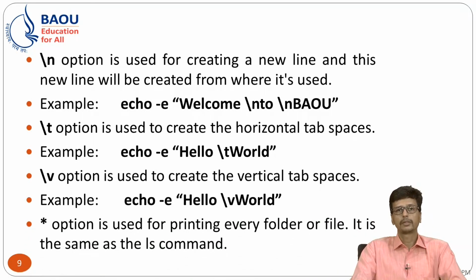Next option is the asterisk or star. As we have discussed, suppose you want to list the directories or files available in the current directory, you use the ls command, a directory related or file related command, that will list all the directories and files available. If you don't want to use ls, another alternative is to use echo and the star. The same functionality will be fulfilled by this option.